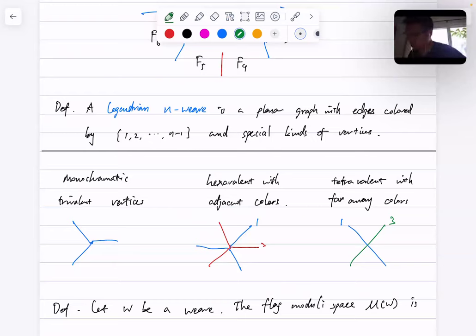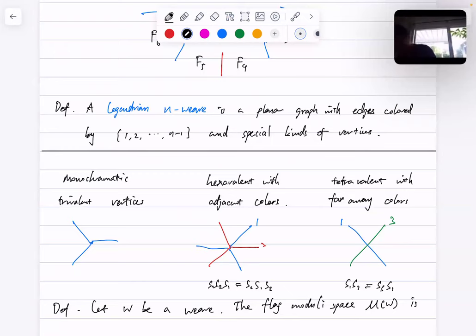Okay. So I allow these three kinds of vertices. Let me point out that the last two kinds of vertices resemble the braid relation. So this is kind of like S1, S2, S1 equals S2, S1, S2, right? You see 1, 2, 1 on this side and 2, 1, 2 on this side. And this resembles S1, S3 equals S3, S1.